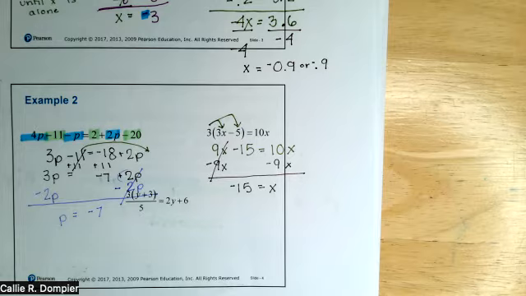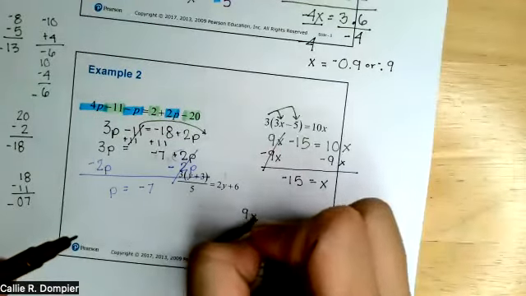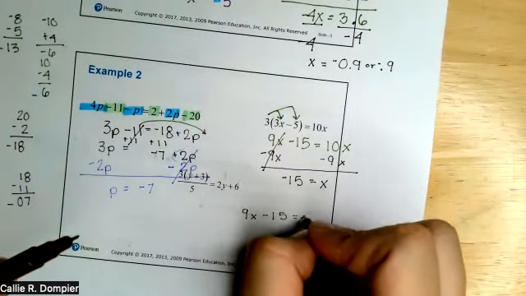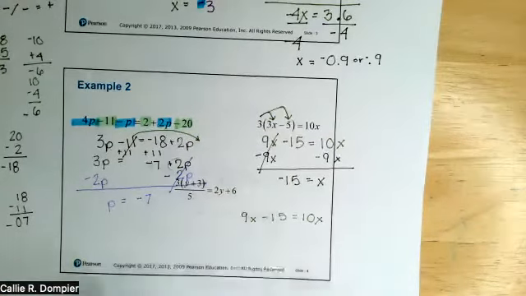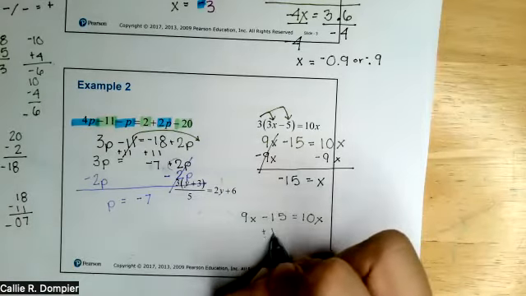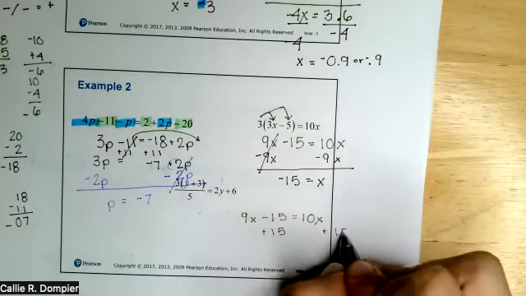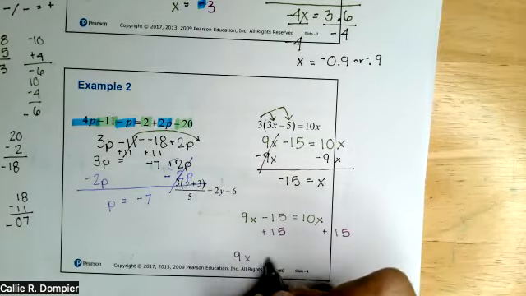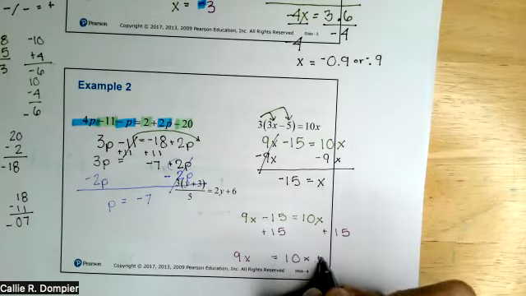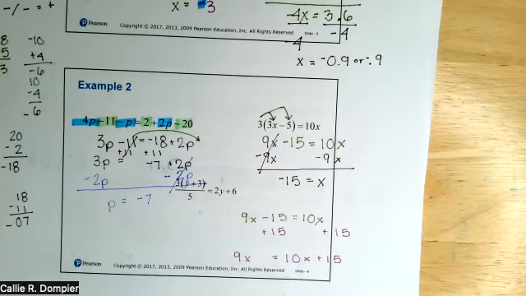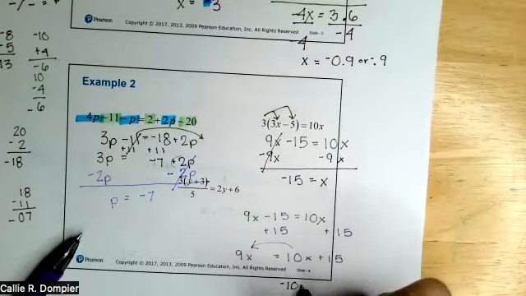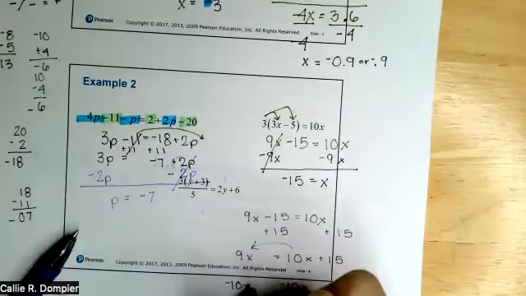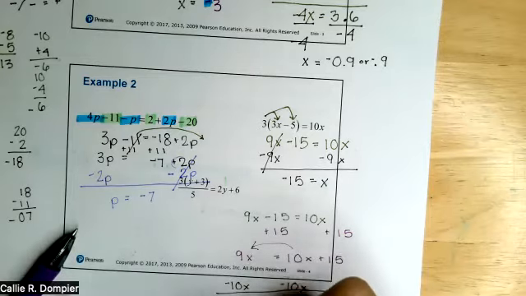You would get the same answer by moving the 15 over. So I'll add 15. So now that's 9x equals 10x plus 15. And then I'm going to move the 10x over here by subtracting 10x. 9x minus 10x is just a negative x equals a positive 15.